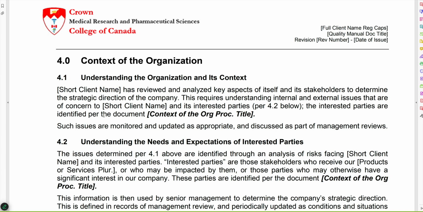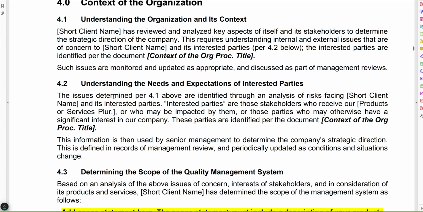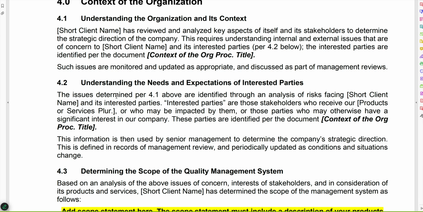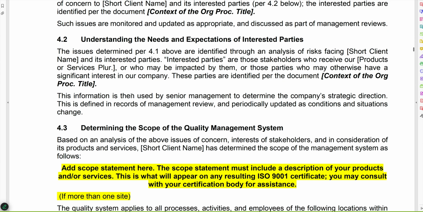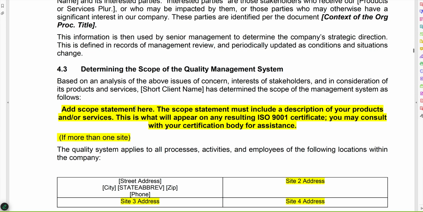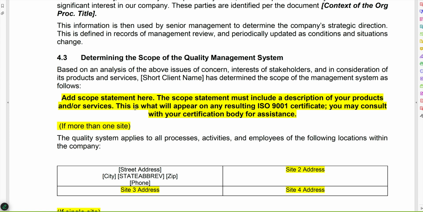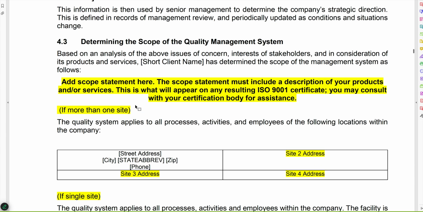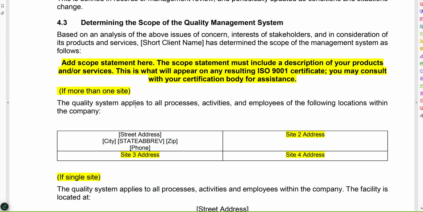And obviously, we can now continue by talking about, for example, understanding the needs and expectations of interested parties. And then we can talk about how we are going to determine the scope of the quality management system. We explain our quality management system and what we have. But first, we are going to write down, of course, that the quality management system is applicable to which sites that we have, because a company may have several sites. So here we can, for example, add different sites. You have 4 different sites here where this quality manual is applicable.